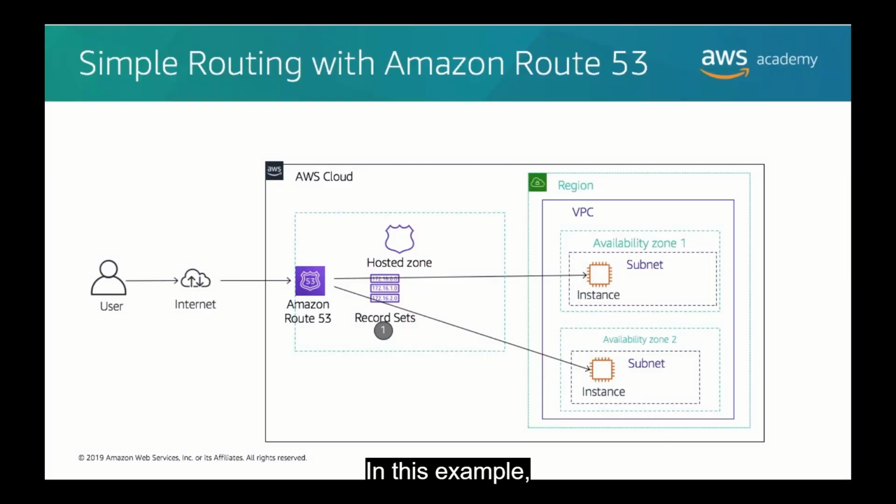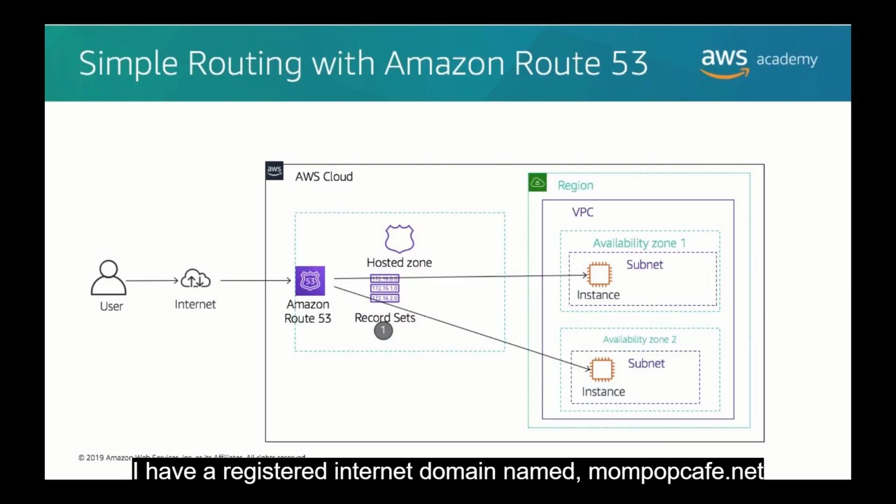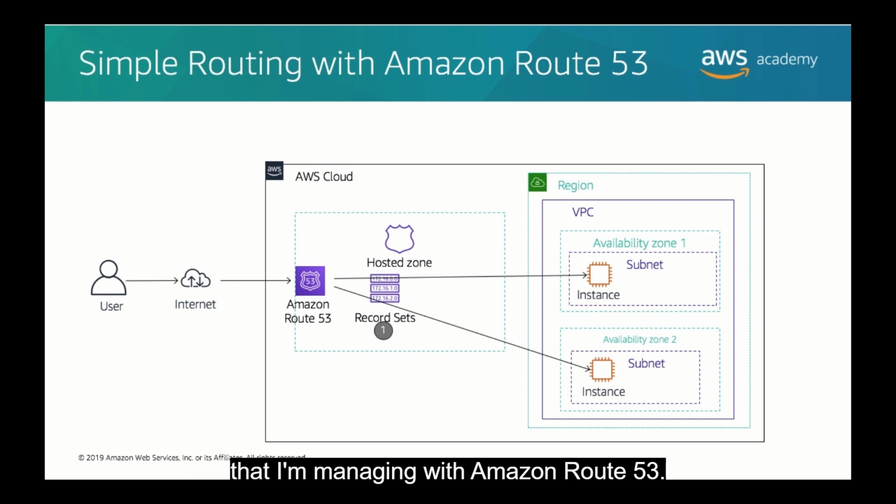In this example, I have a registered internet domain named mompopcafe.net that I'm managing with Amazon Route 53. I also have a VPC with two Amazon EC2 instances running in it. Each instance is running a web server with my Mom Pop Cafe website hosted on it. The instances are configured identically, and I want to configure Route 53 so that HTTP requests are distributed evenly in a simple round-robin fashion between these two EC2 instances.